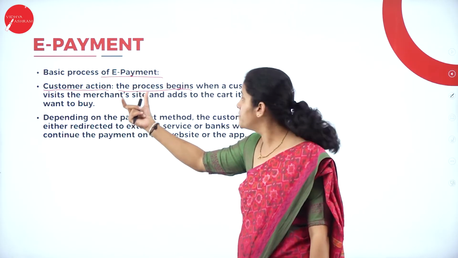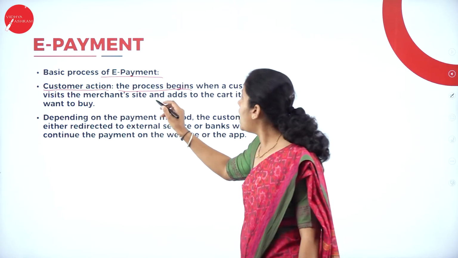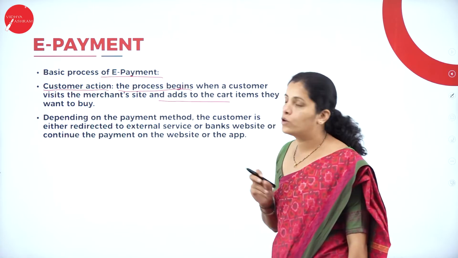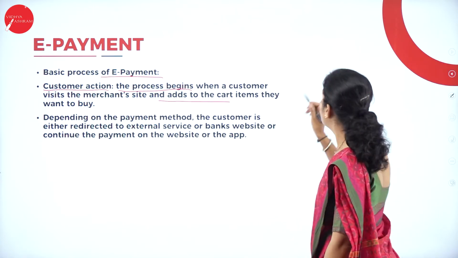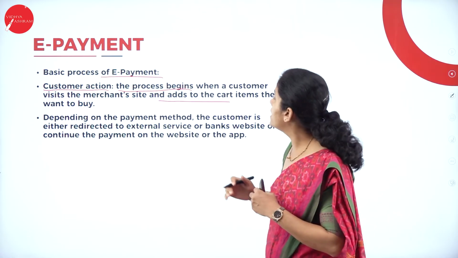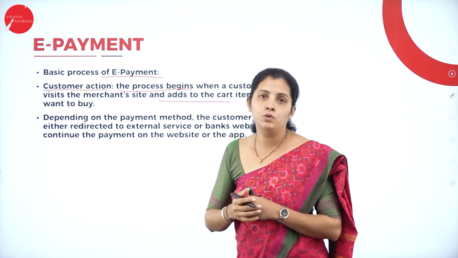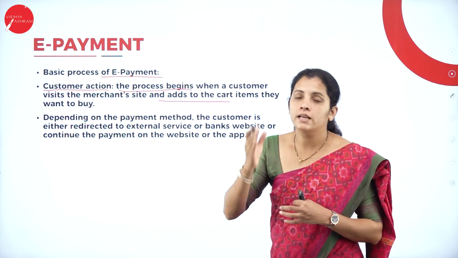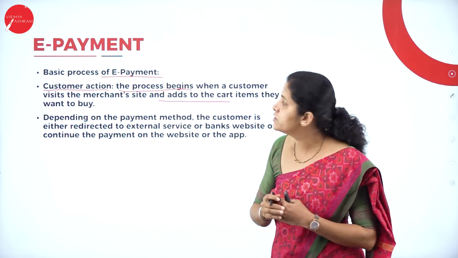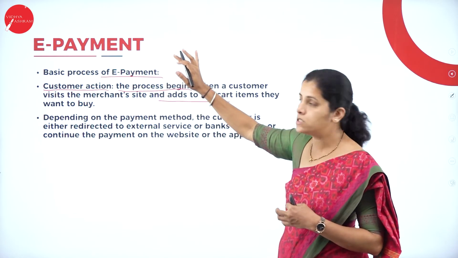or business firm's website, and adds to the cart the items they want to buy. That means, suppose in Amazon you selected some item and you added that item to the cart. Then think of that as the basic initiation of the e-payment system.